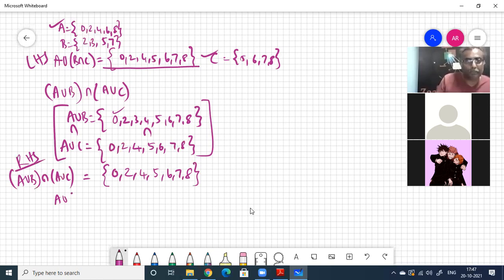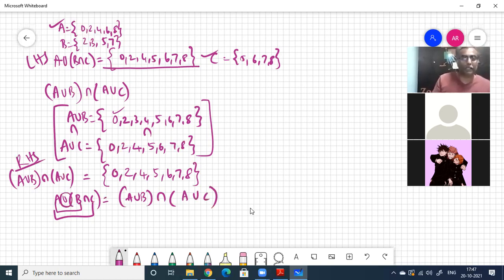A union B intersection C is equal to A union B, okay, this is first time, A union B intersection, this is second one, A union C. This operator must be applied all the time. This operator must be applied only in the middle. Okay, so you have proved that.